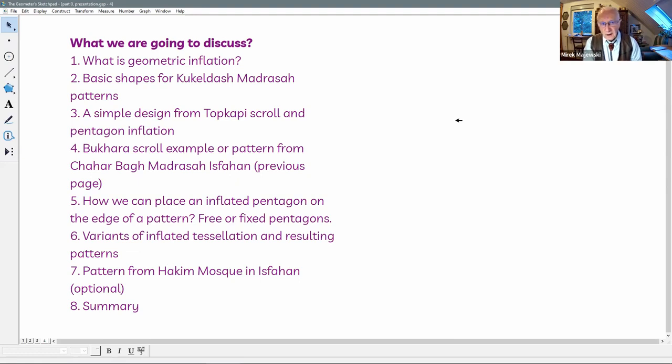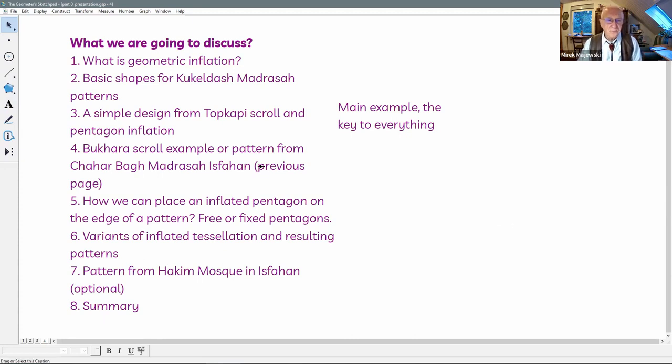By the way, we had a series of lectures some time ago about geometric inflation, mostly in Iranian designs. So first, geometric inflation, then basic shapes for Kukeldash madrasa patterns. Then I will show you the first example, and this is really the main example. The key to everything, to everything that I will be talking about today. So this example here is the example that gave the whole idea of walking pentagons.